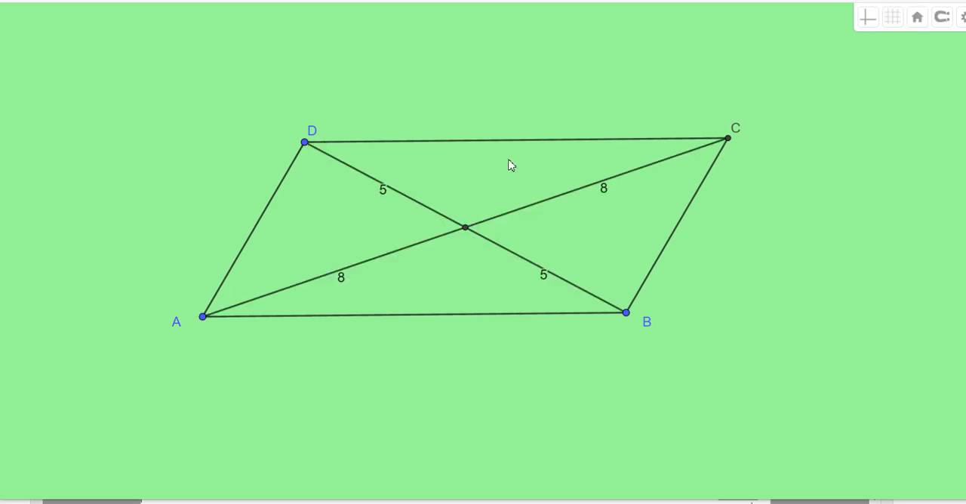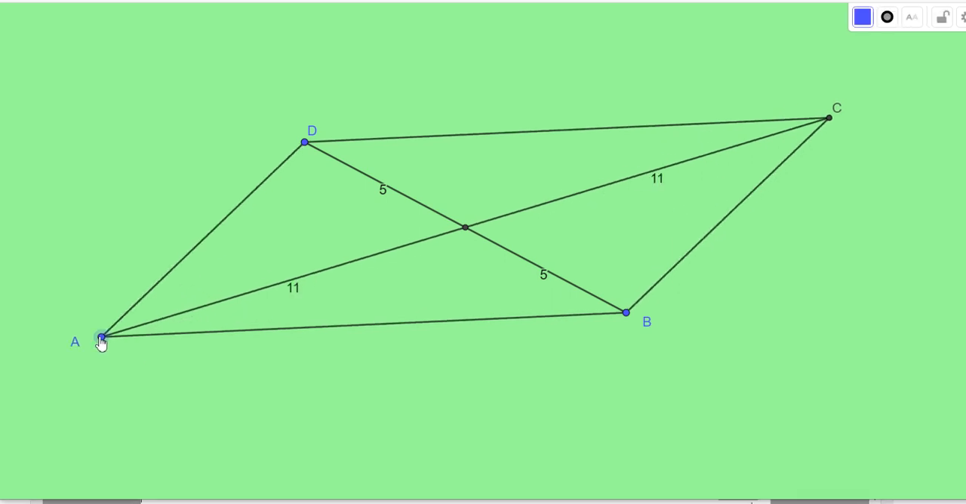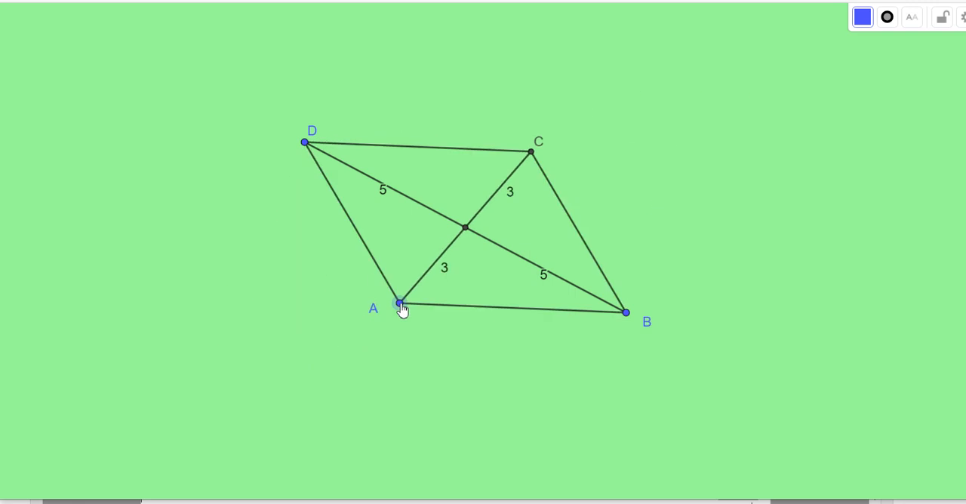Now the last property is diagonals bisect each other. That means this length is 8, the other length also 8. In all the cases, diagonals bisect each other.